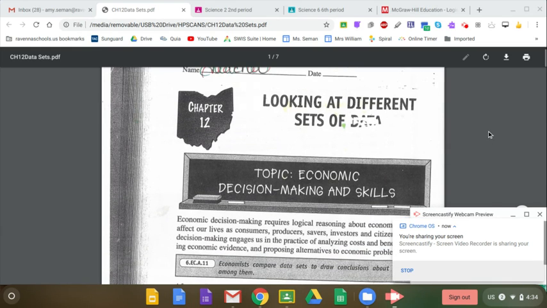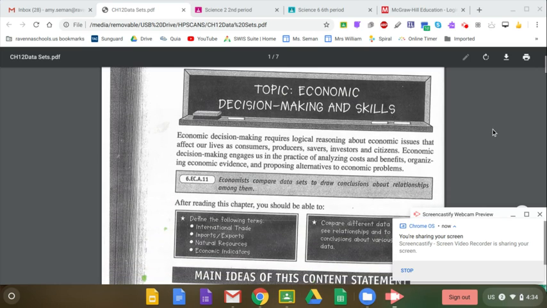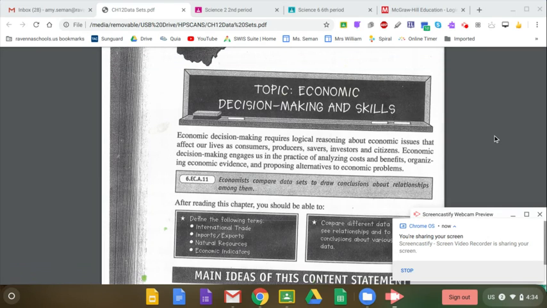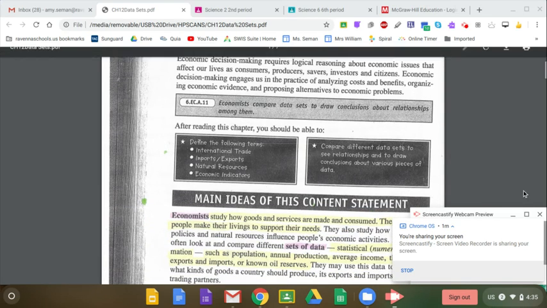Again, this is chapter 12, looking at different data sets, economic decision making, and skills. Economic decision making requires logical reasoning about economic issues that affect our lives as consumers, producers, savers, investors, and citizens. Economic decision making engages us in the practice of analyzing costs and benefits, organizing economic evidence, and proposing alternatives to economic problems. Our state standard is economists compare data sets to draw conclusions about relationships among them.